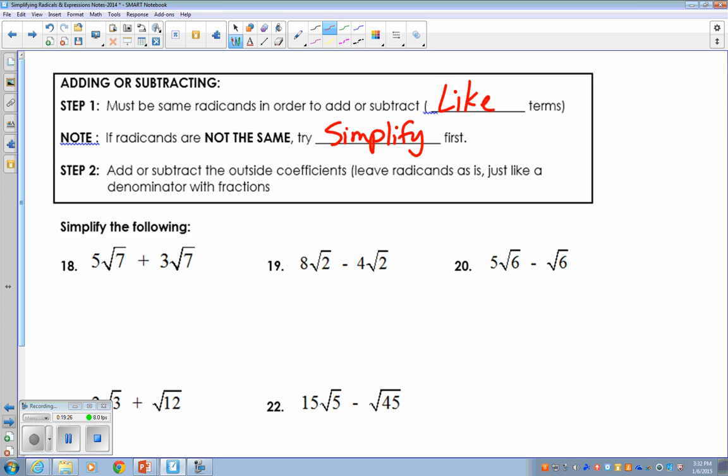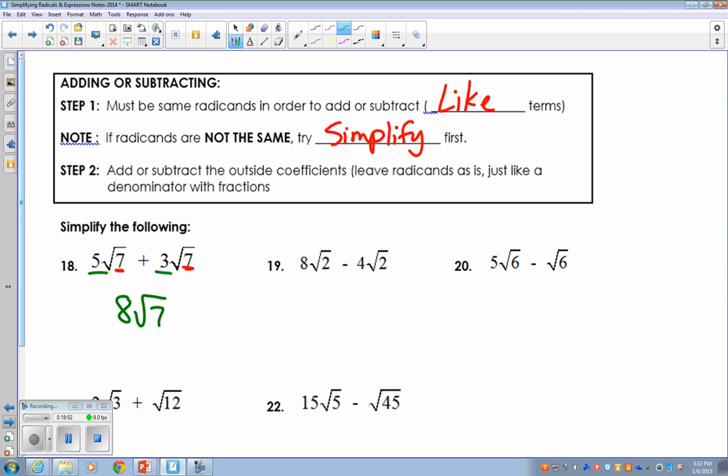So the first thing you have to do is look and see what number is inside or underneath the radical, and check to see if they're the same. Are these the same radicand? Now that they're the same, all you're going to do is add the coefficients. So this would be simplified as 8 square root of 7.